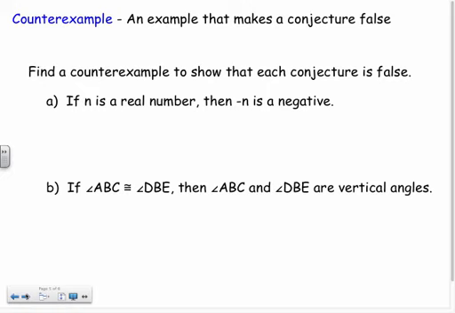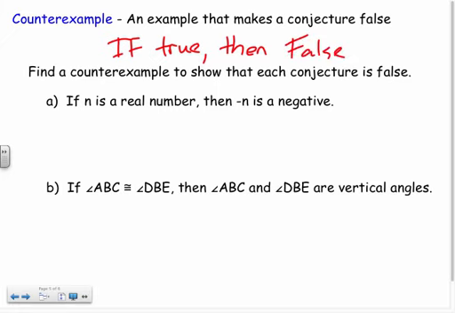Finally, we have counterexamples. It's going to make a conjecture false. So we're going to be given a conjecture or a statement, and we're going to make it false by giving a counterexample. So what it's going to do is say if some case is true, then it's going to give us something. Well, even though the if is true, we want to give it something to make the then false.